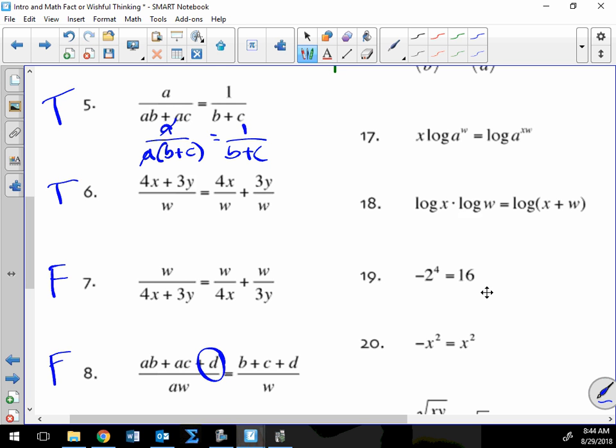All right. Logs. Number 17. True. Yeah. So this is a power, and we know that a power raised to a power gets multiplied here. 18. True. Do we have a property for that? Oh, that's one. That's this. Yeah, this is the property.